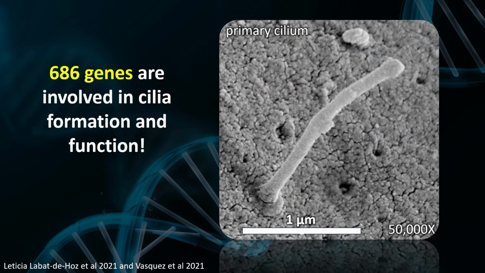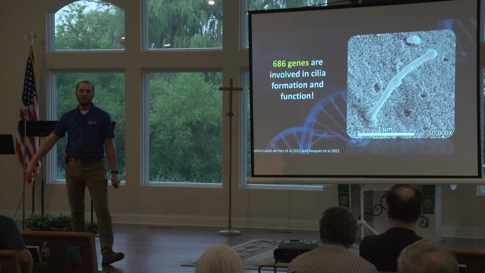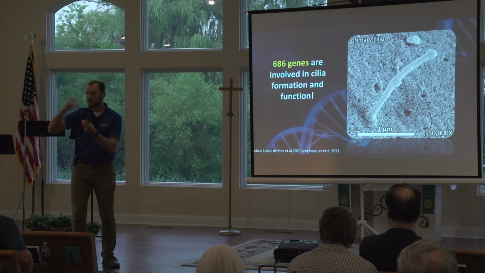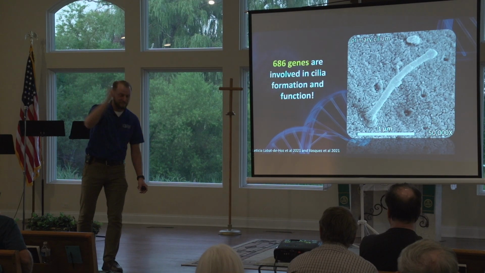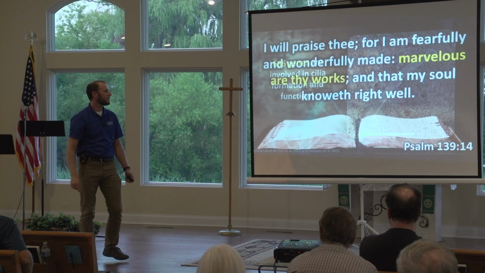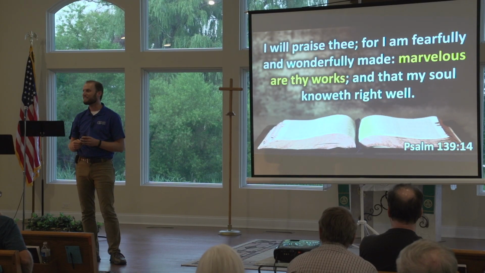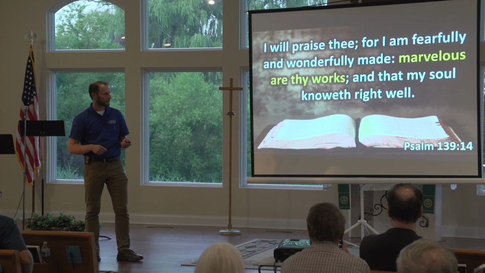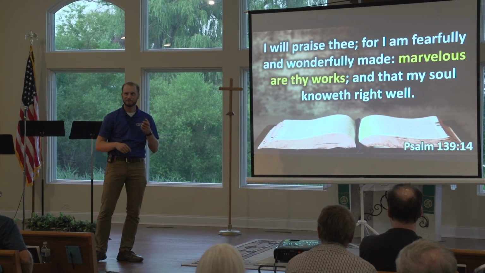In short, 686 genes are involved in cilia formation and function. 686. And if you remove just one of these, the whole system fails. Not just the cilia formation. Your development fails by just removing one. I will praise thee, for I am fearfully and wonderfully made. Marvelous are thy works, and that my soul knoweth right well.